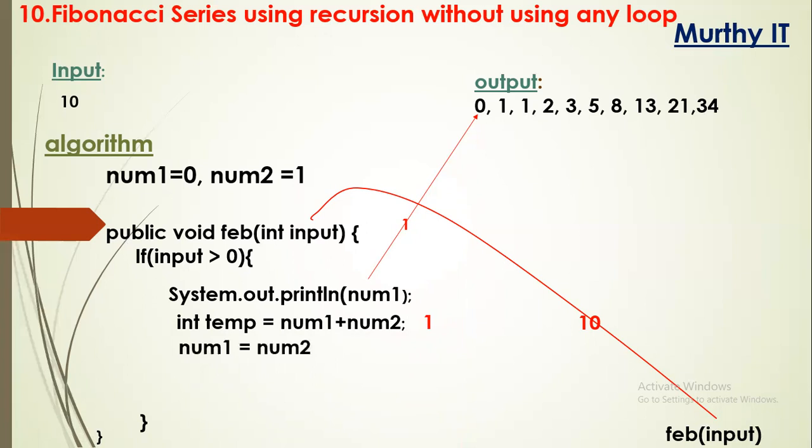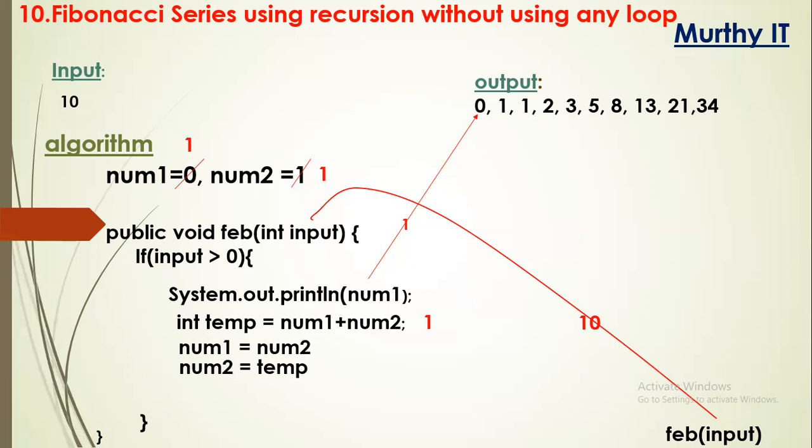Next, number1 equal to number2. Whatever value is in the number2 variable should be stored in the number1 variable. Now 0 will be replaced by 1. Then number2 equal to temp. Whatever value is in the temp variable should be stored in number2. In the temp variable, the value 1 is there, and that value should be stored in the number2 variable.